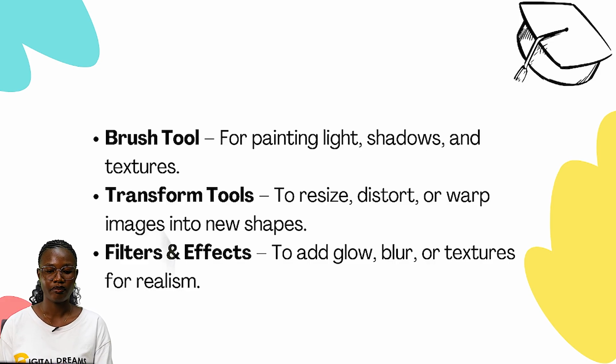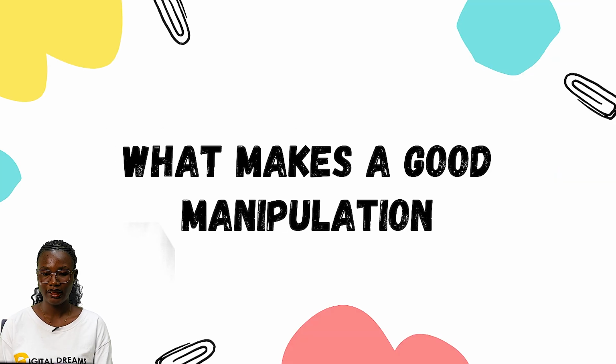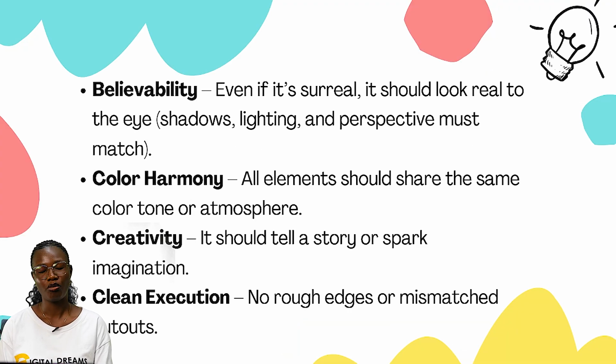All right, so now that we have looked at the tools, let's look at what makes a good manipulation. The first one is believability. Even if it is surreal, it should look real to the eye. So shadows, lighting, and perspective must match. All this must match so that people can believe.